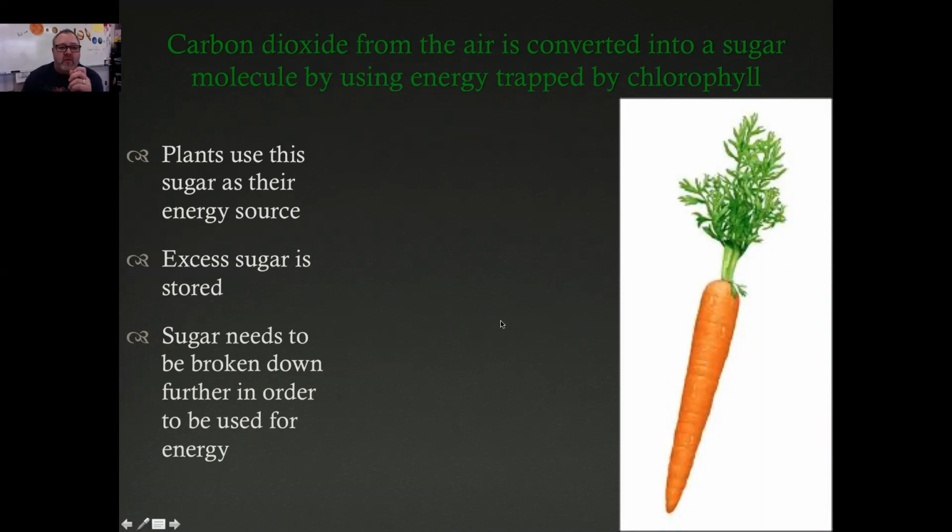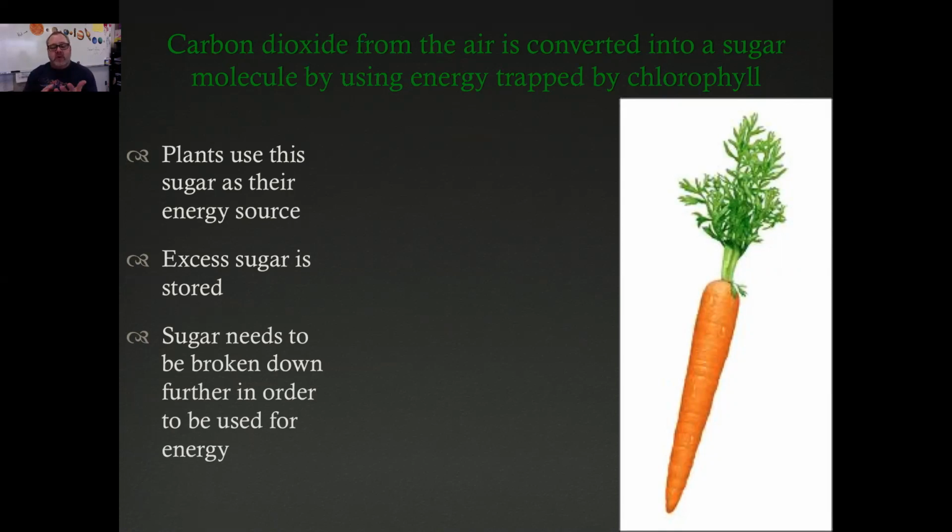Now, in order for the mitochondria to use that sugar molecule, it needs to be broken down a little bit more, or changed a little bit, might be a better way of saying it. It needs to be changed a little bit before it can go through the process of cellular respiration, okay?